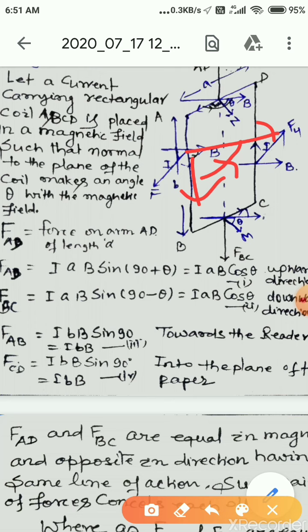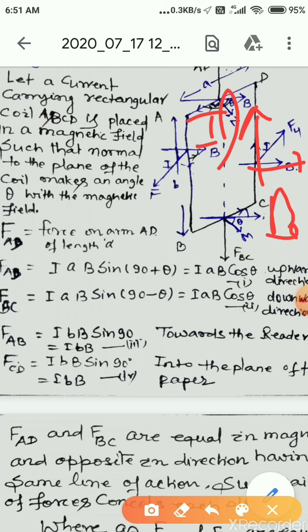And similarly, force on the arm CD is equal to I b B sin 90 and the direction will be, this is the direction of I L and this is the direction of B. So I L cross B, clockwise, so it will be downward. It is perpendicular to the plane of the paper and pointing downward.